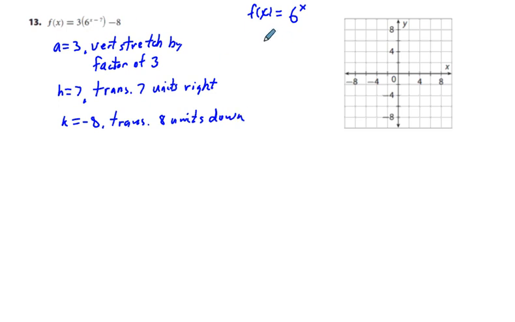Okay, so now our basic function we're going to graph here is x and then f of x. And we're going to use 0 and 1 for our reference points. If we plug in 0, we get 6 to the power of 0, which is 1. If we plug in 1, we get 6 to the power of 1, which is 6. So we get 0, 1. That's our first reference point. Our second one is 1, 6.